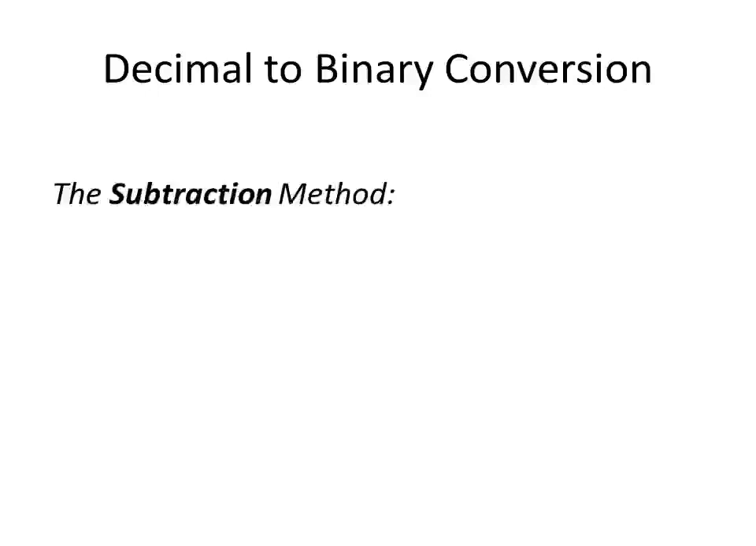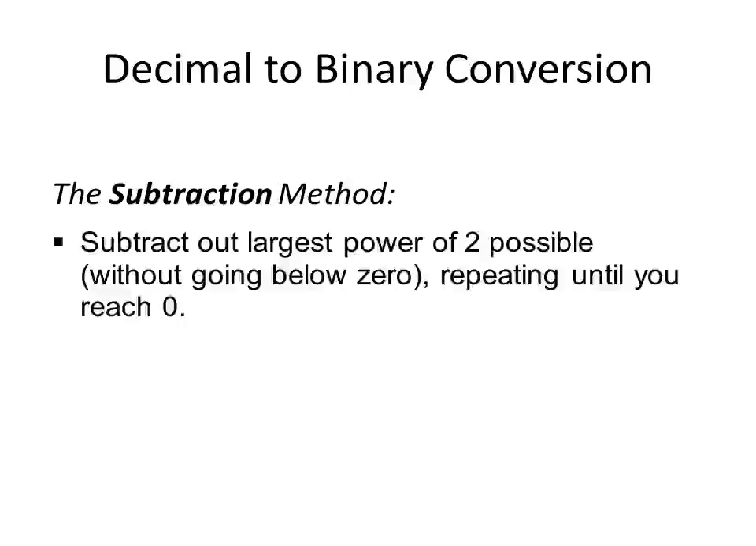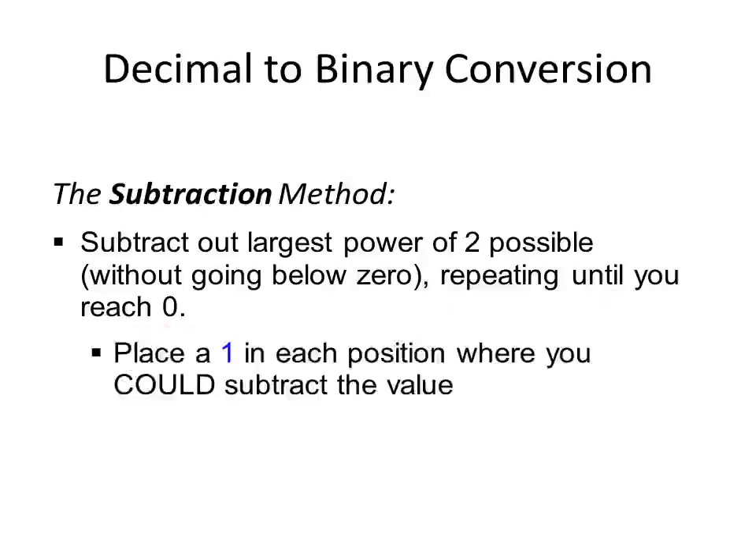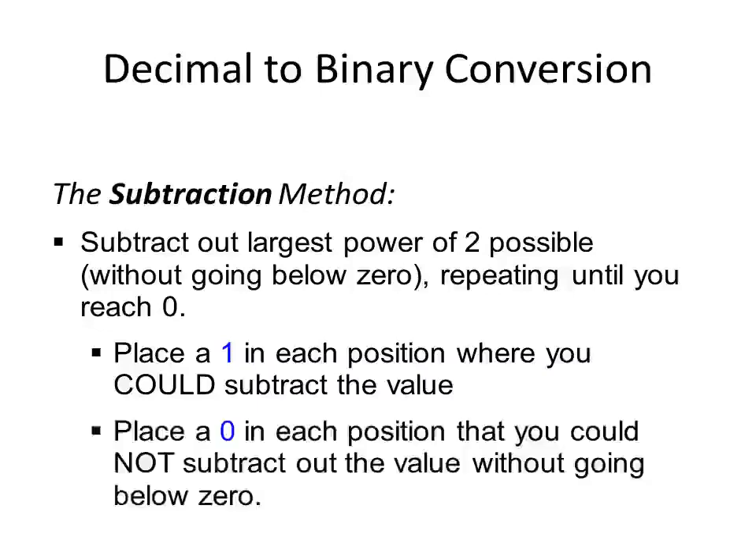Another method is known as the subtraction method. In the subtraction method, subtract out the largest power of 2 possible without going below 0, repeating until you reach 0. That means there is again a step: place a 1 in each position where you could subtract the value. Place a 0 in each position where you could not subtract out the value without going below 0.